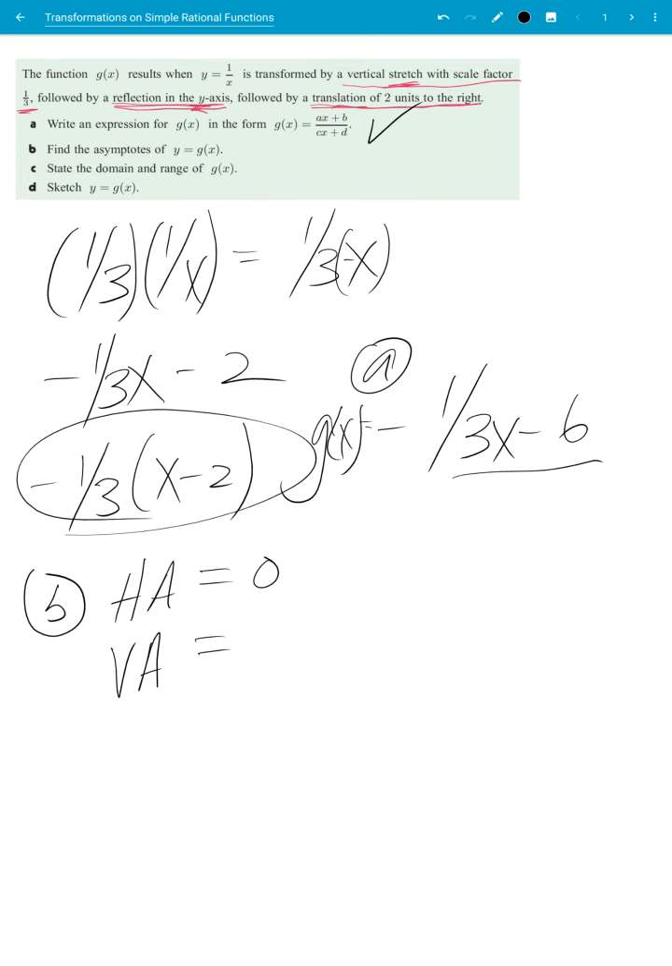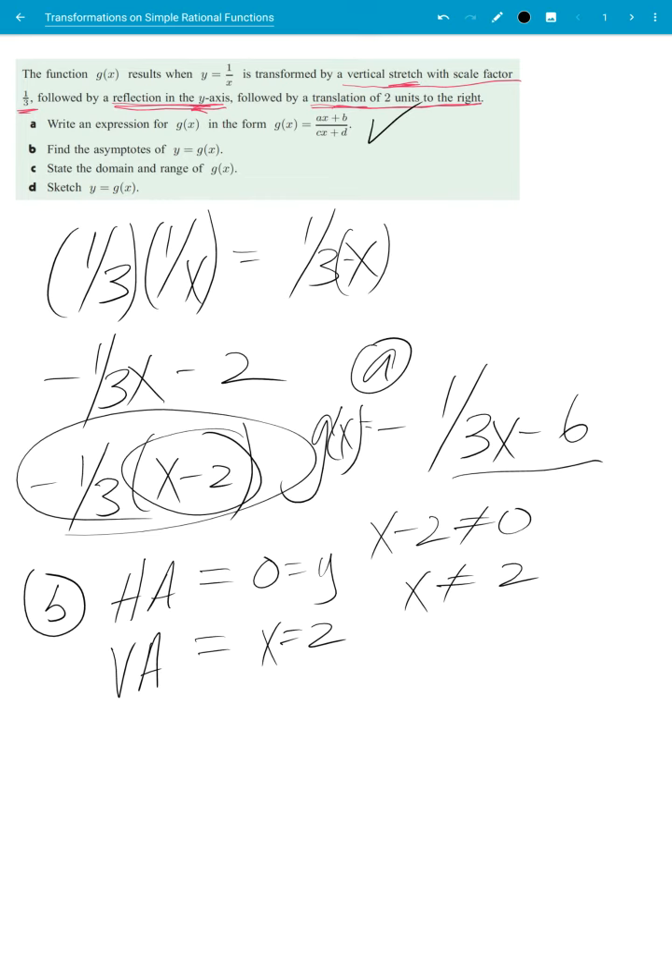You could look at it over here as well, right? So x minus 2 cannot equal 0, so x cannot equal 2. So the vertical asymptote is at 2. The vertical asymptote is the vertical line, so that's going to be x equals 2, and then this is y equals 0. All right, so those are the asymptotes that we have.